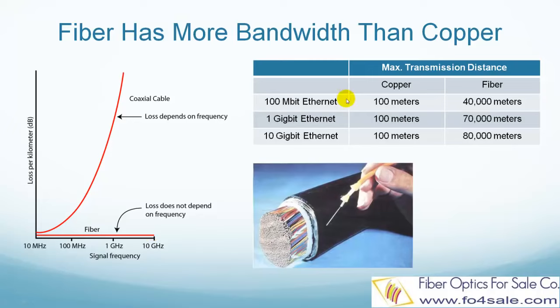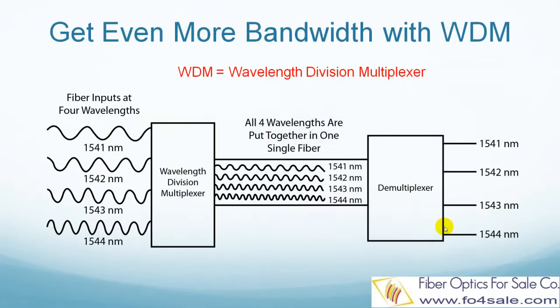This table lists the most common high-speed Ethernet standards. For 100 megabit per second, copper supports up to 100 meters, while fiber supports up to 40 kilometers. For gigabit Ethernet, copper still supports 100 meters, fiber supports 70 kilometers. For 10 gigabit Ethernet, copper is still 100 meters and fiber is 80 kilometers. Now you see the difference. The bottom picture shows the size comparison between a copper cable and an optical fiber. Both carry the same bandwidth. There is truly no match for fiber's bandwidth capabilities.